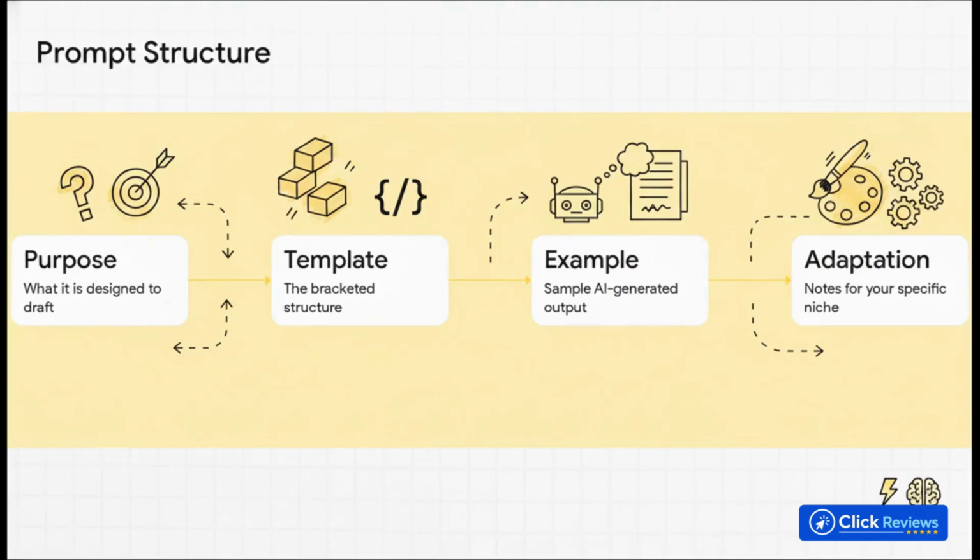But honestly, the real game changer is how these things are built. Every single prompt in the kit follows this exact highly logical 4-part structure. First up, you get the purpose, so you're not out here using a hammer when you need a screwdriver, right? Second is the template, which has these super easy bracketed variables you just fill in. Third, you actually see an example of a successful AI-generated output. And finally, adaptation, which gives you specific notes on tweaking it to fit your unique niche. It totally eliminates the guesswork from your workflow.